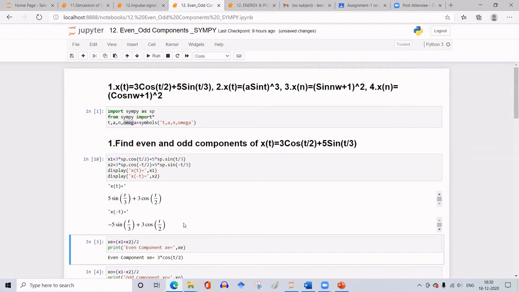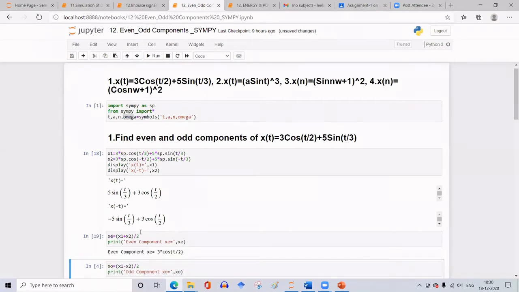Now, what is the even component or odd component of this signal? We know that the even component is given by x of t plus x of minus t, whole divided by 2. So here our x of t and x of minus t are x1 and x2. So I'm taking x1 plus x2 divided by 2. That gives me the even component. Let me run this.